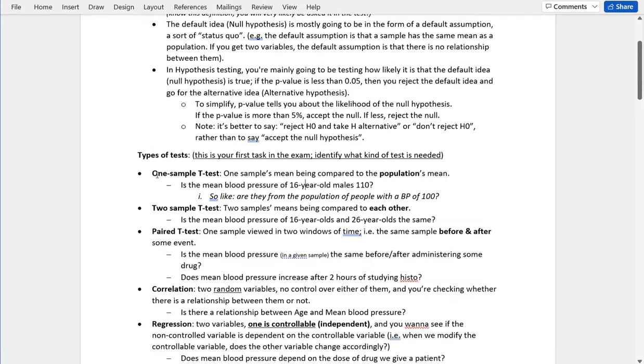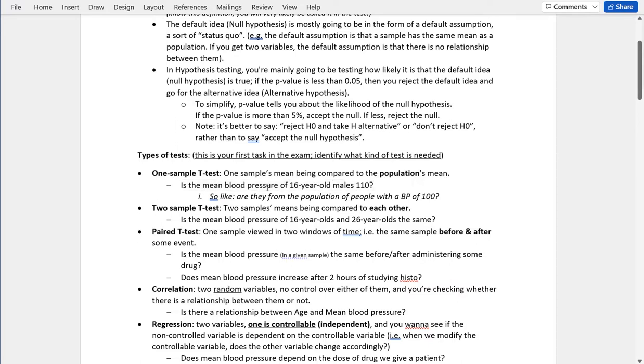First off, there's the one sample t-test. The one sample t-test is where one sample's mean is being compared to the population's mean. An example of this is: is the blood pressure of 16-year-old males 110?